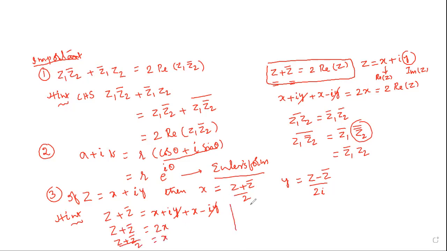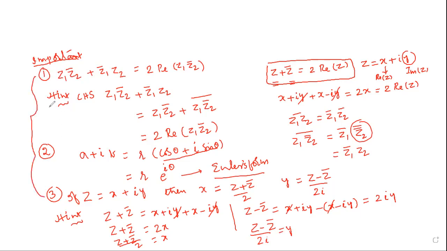One is completed. Second one: Z minus Z bar, where Z is x plus iy and Z bar is x minus iy. Okay? X cancels, and it becomes 2iy. Therefore, Z minus Z bar by 2i is equal to y. Clear, everyone? These three are most important and are repeated a number of times. Everyone read these three.